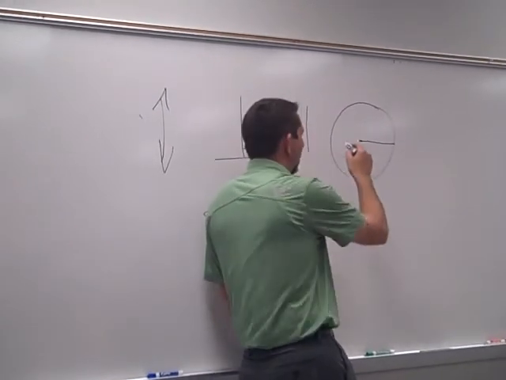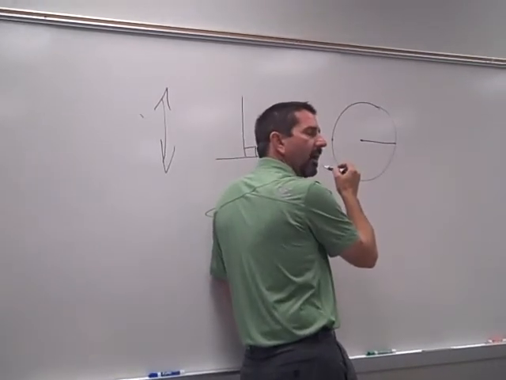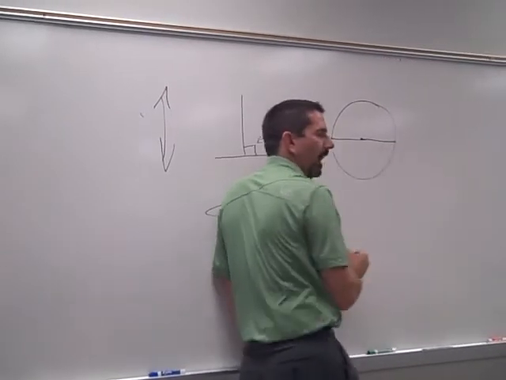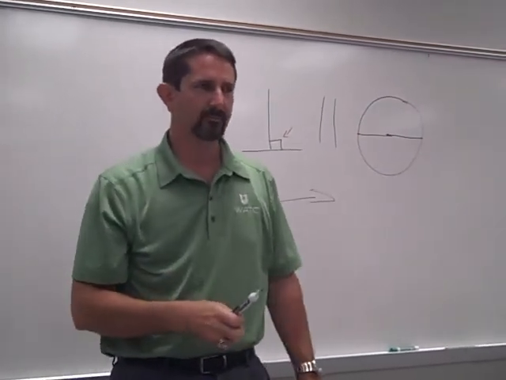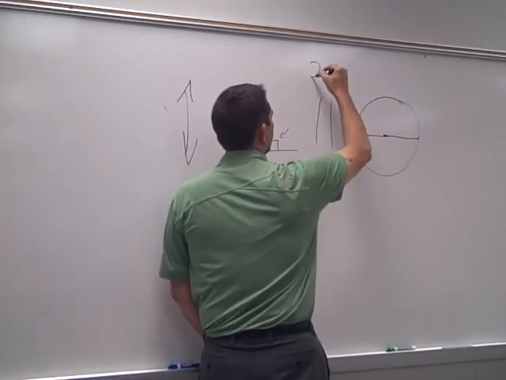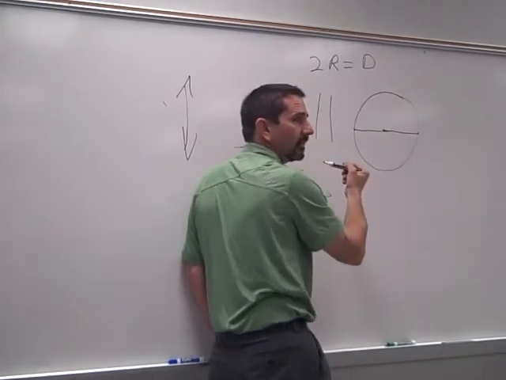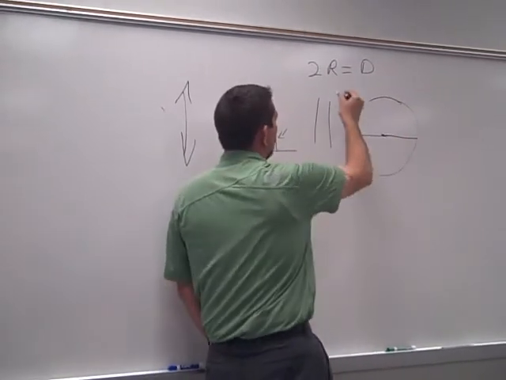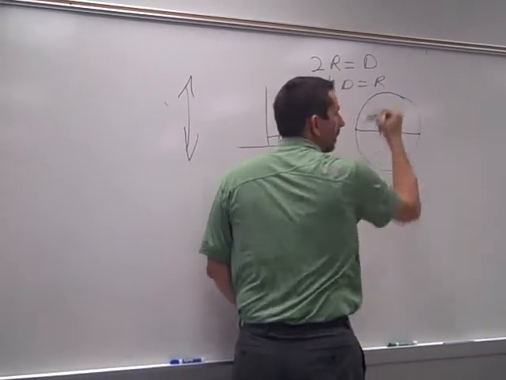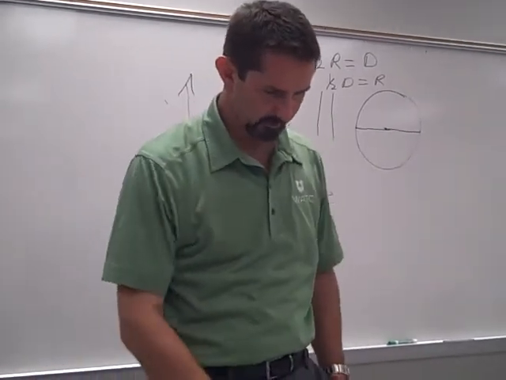What do we call a line that starts on one edge of the circle and travels through the center point to the opposite edge of the circle? Diameter. A little bit of math for you to remember. 2r equals d. 2 times the radius is the diameter, so conversely, 1/2 d equals r. All right.